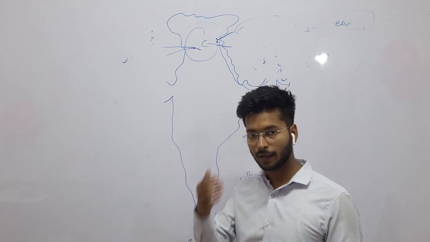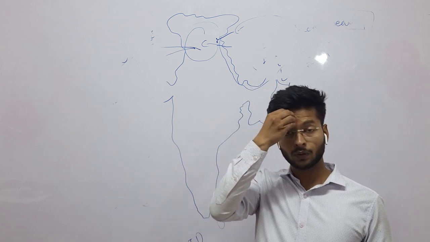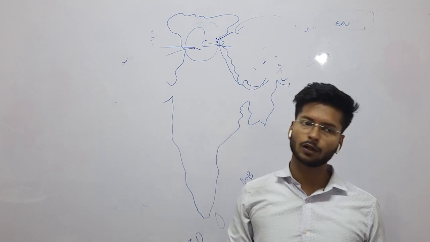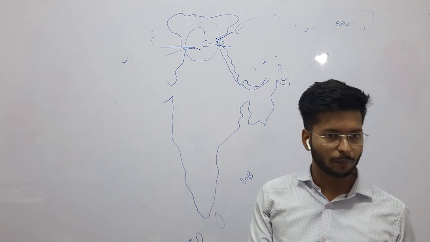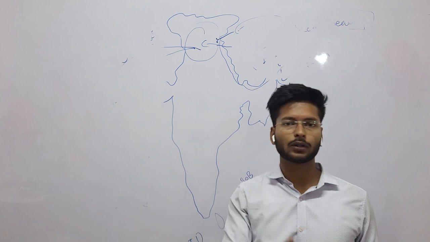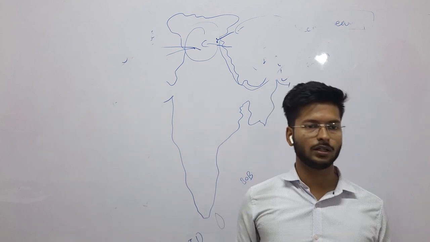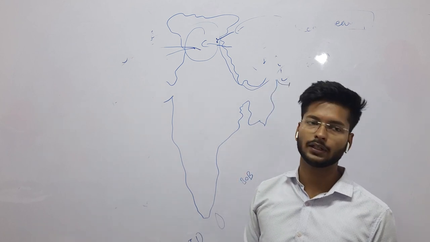Okay. Is there a link between Dal Lake and Budul Lake? I don't think so. As of now, these are two separate lakes. There is a similarity between Dal Lake and Budul Lake. They both are in J&K and they both are freshwater lakes. Other than that, there are no similarities whatsoever.